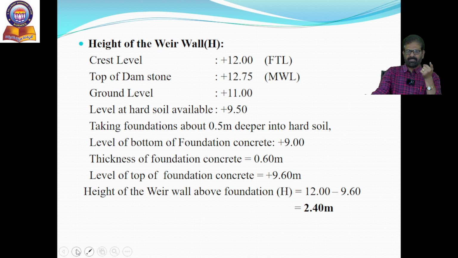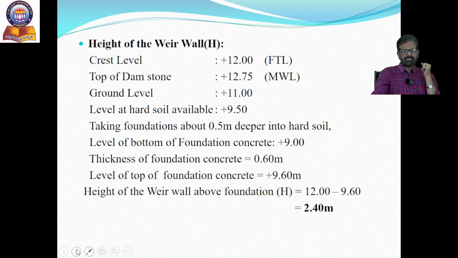So in the present case it is 12 meters, and the top of the dam stones, top of the shutters, or maximum water level are all the same, which is plus 12.75 meters. Therefore we are going to store an additional height of 0.75 meter only. And the existing ground level for the present problem is given as 11 meters. You see all the numerical values are reduced levels. Relative levels are given like that.